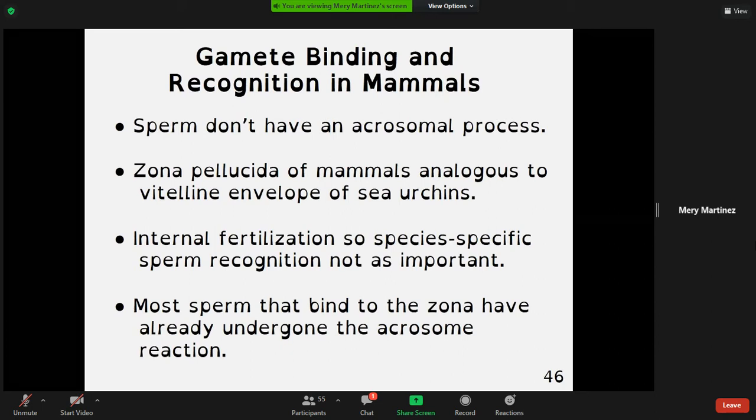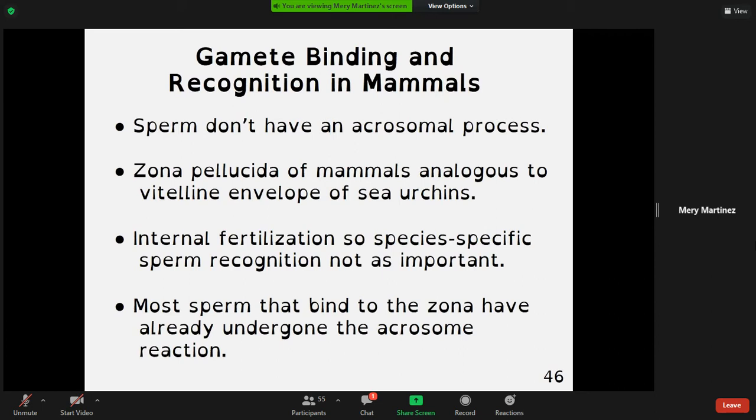Because mammals have internal fertilization, species-specific sperm recognition does not seem as important as in species with external fertilization, where many other species can come, right? Hence, the binding of the sperm to the zona is relatively, and not absolutely, species-specific, okay?